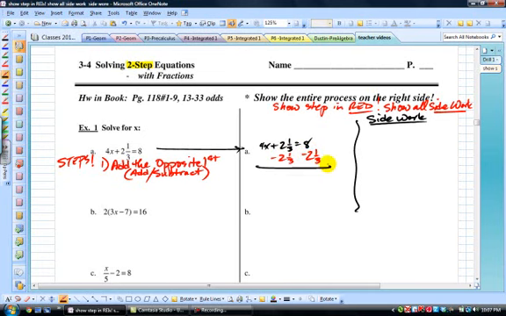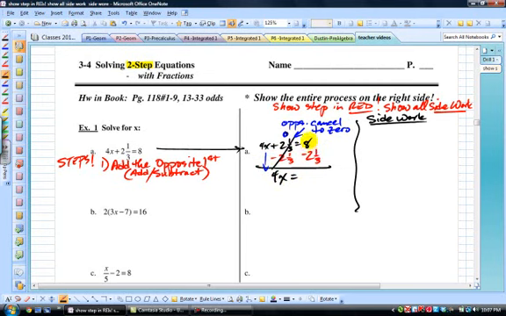Notice I did that in red. Opposites always cancel to 0. Let me write that down. Opposites cancel to 0. Cancel to 0 right here. That's why we put 0 right up here at the top. 2 and 1/3 minus 2 and 1/3 is 0. We say they cancel to 0. Bring down the 4x here. And we've got 4x equals 8 minus 2 and 1/3.